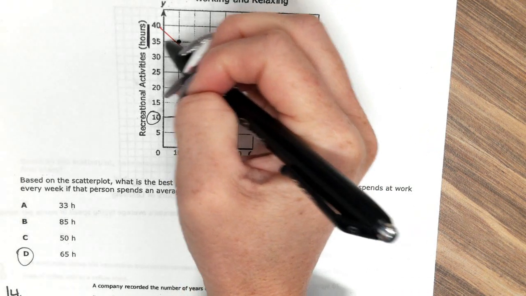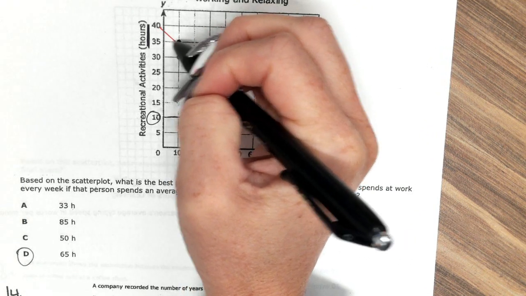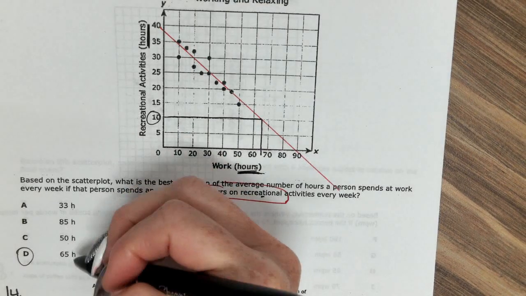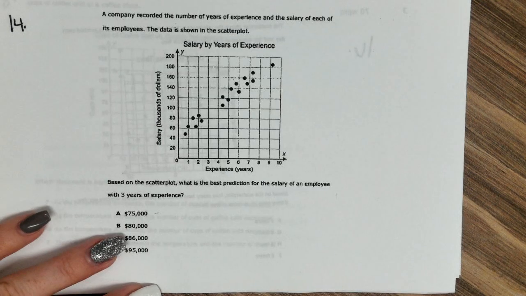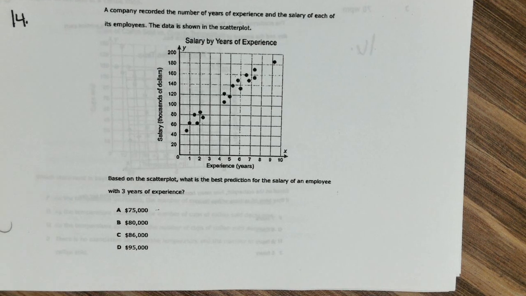Now, had you gone to this 10 and gone up and over, was 30, like 35, something close there? Somebody probably would have picked 33 because they didn't read recreational hours. So make sure you're going to the correct axis. All right, I need another trend line.